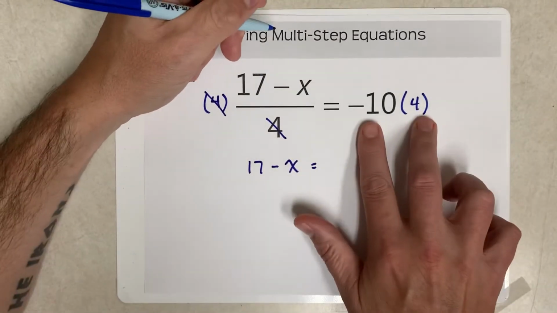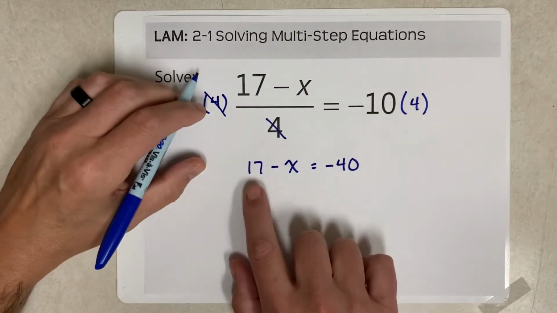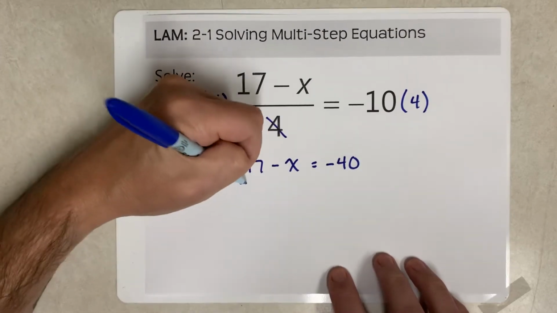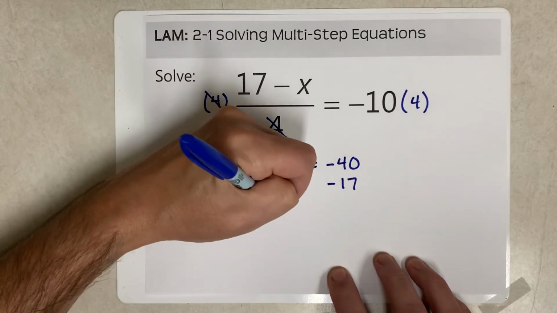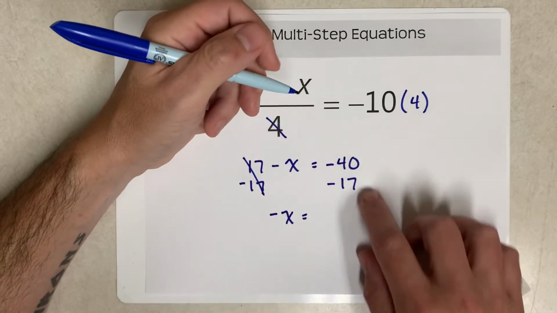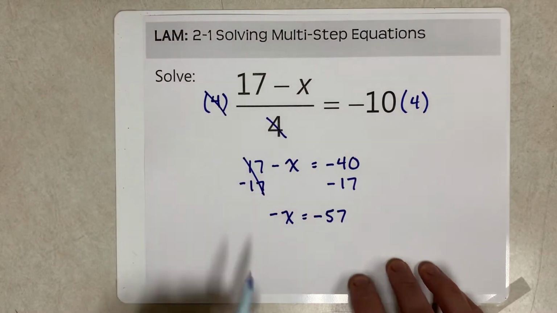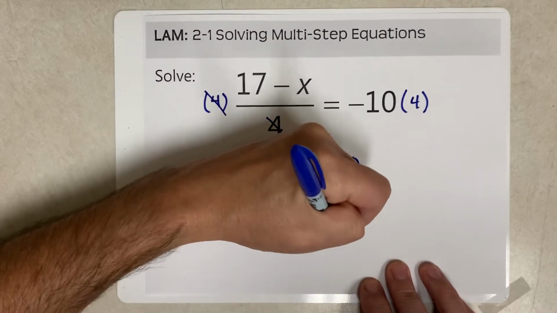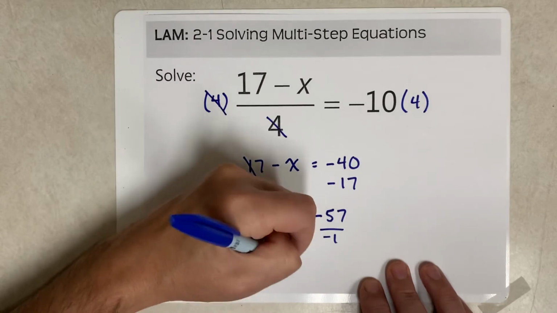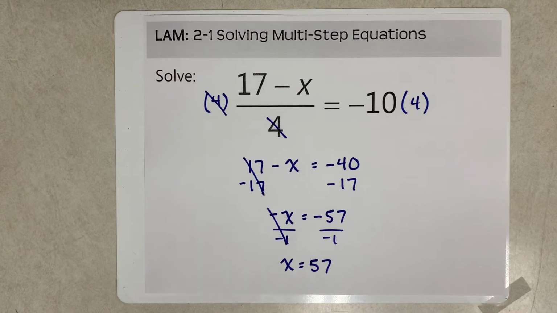and it's equal to negative 40. Now I need to get rid of that 17. So I'm going to subtract 17, drop down my negative x, equals negative 40 take away 17 is a bigger negative, and it's negative 57. Now, they both have negatives on both sides. So I need to divide by negative 1, cancel those out, and x is equal to positive 57 for that one.